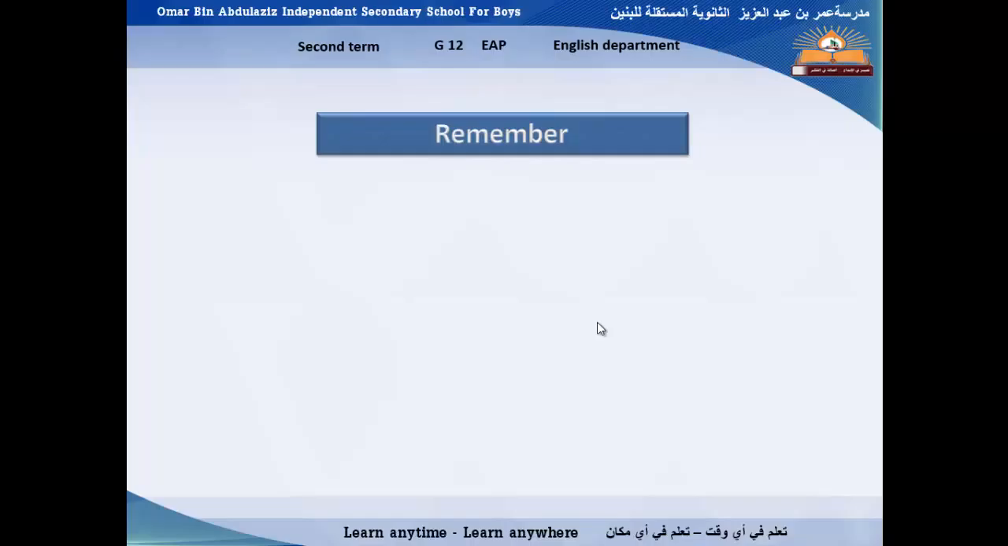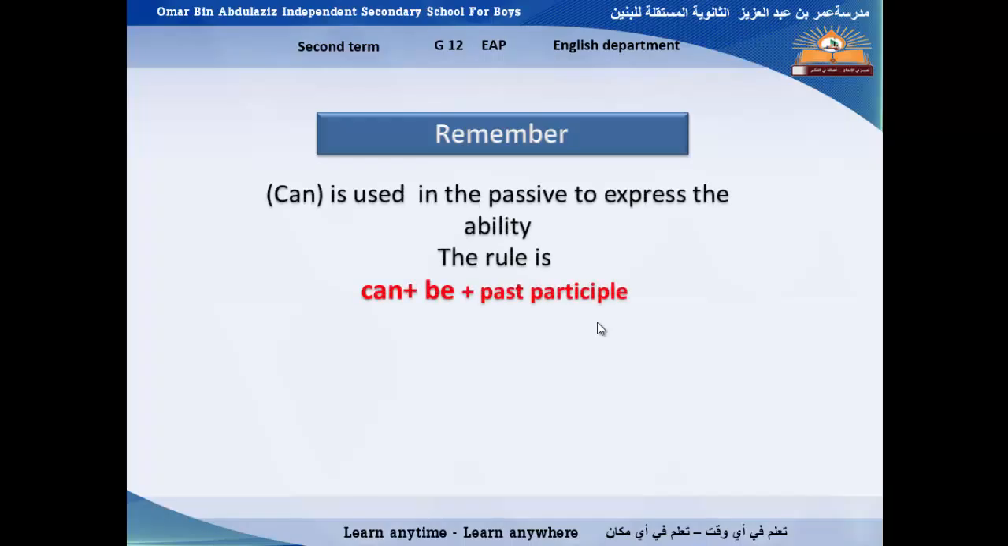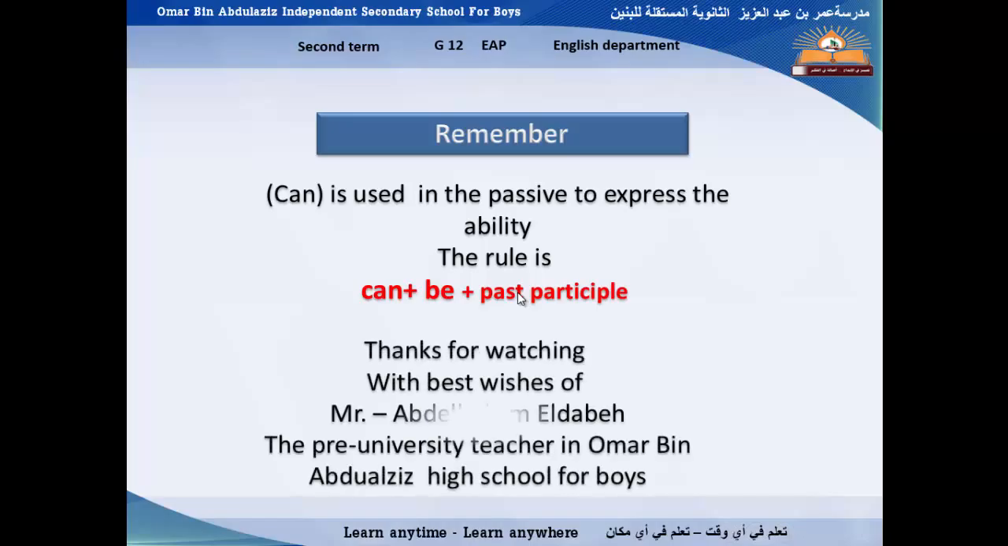Now we are going to remember the main points in our video that we recorded. We were talking about the word can, and the word can is used in the passive to express the ability, and the rule of that is to start with the object plus the word can and then be, and finally the past participle.